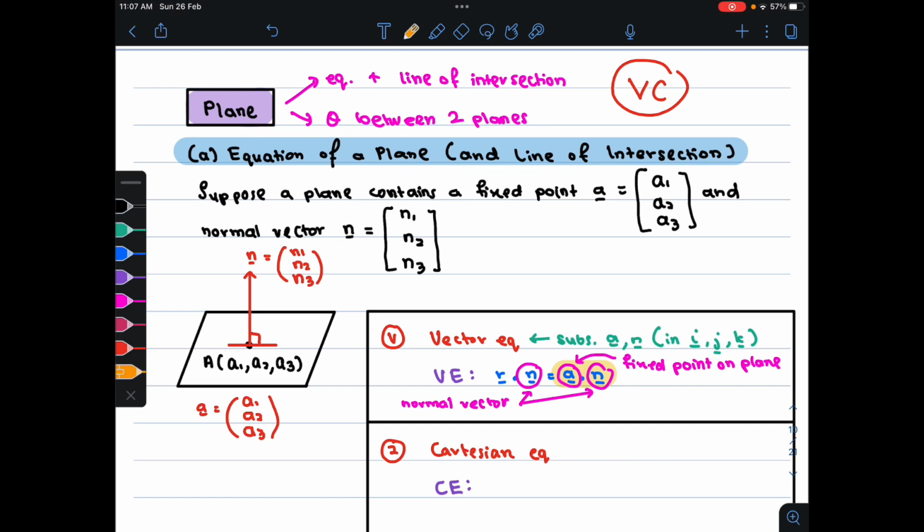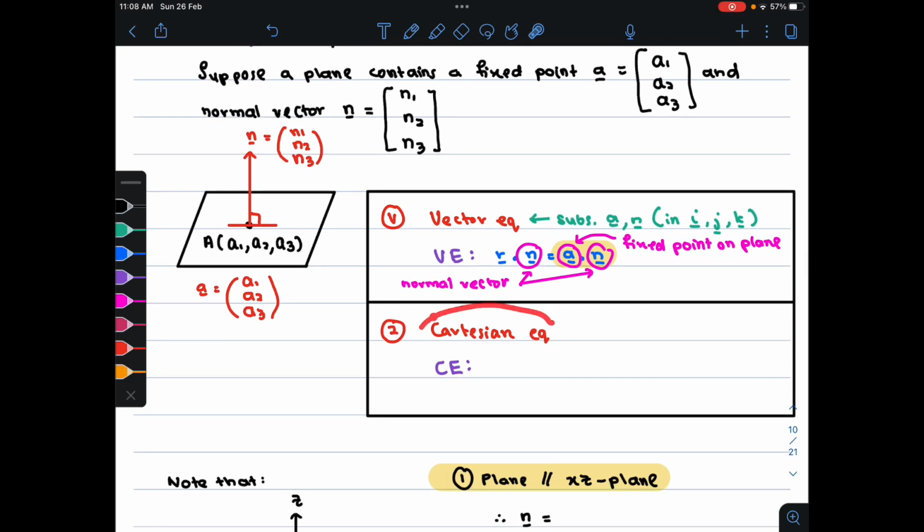And note that for the right hand side, you have a dot n, which will give you a constant, since the vector a has values and vector n has values. Therefore, the dot product of a and n will give you a constant.